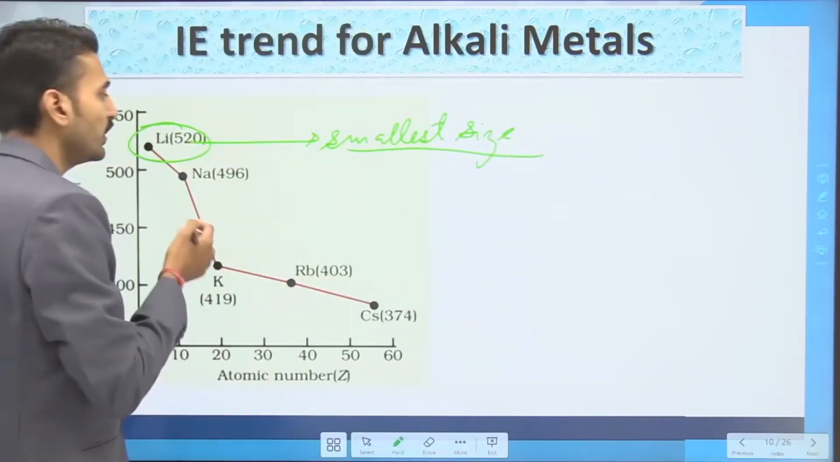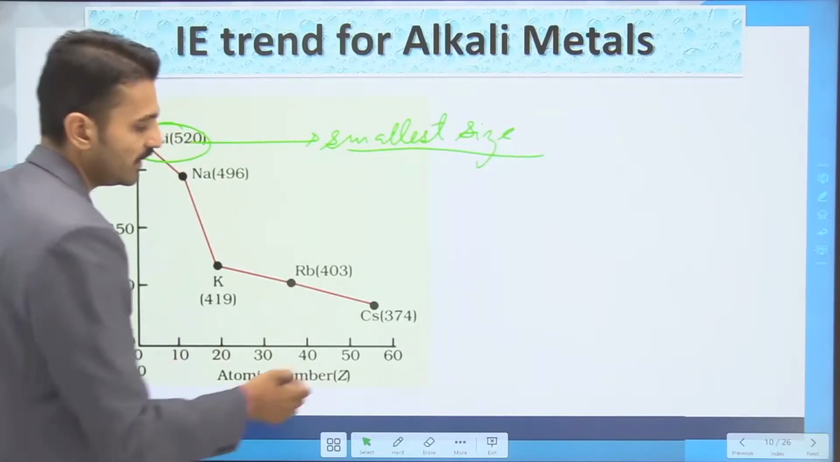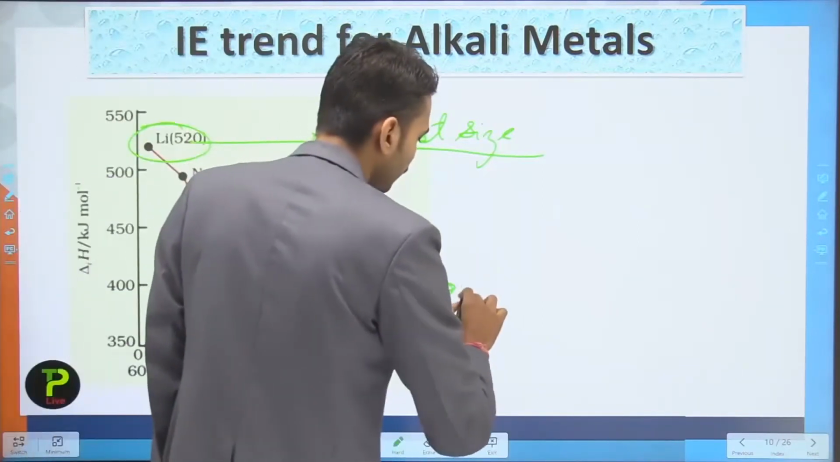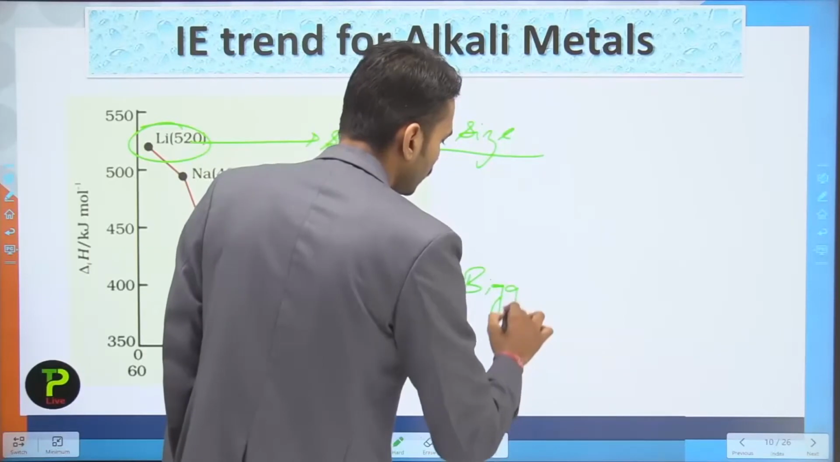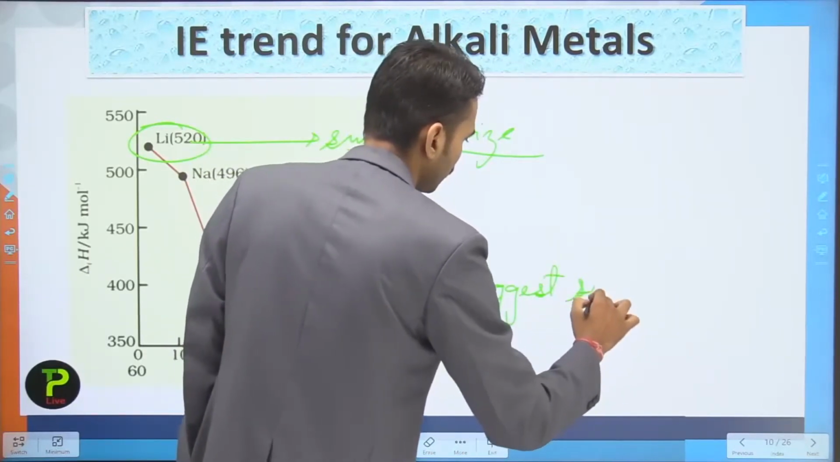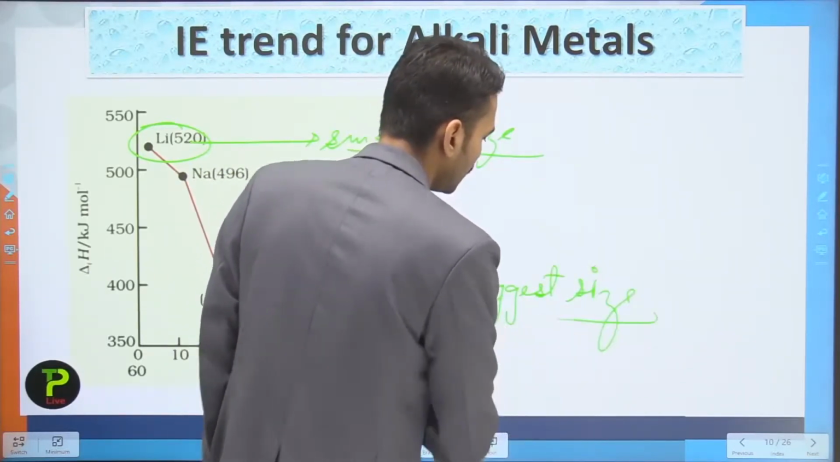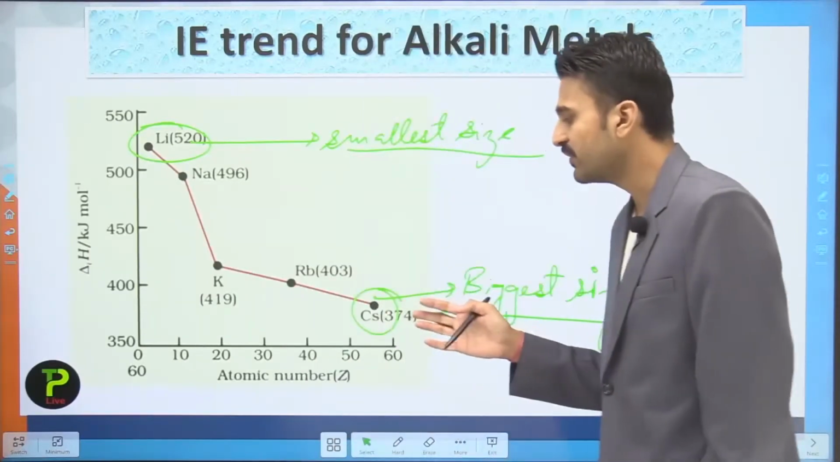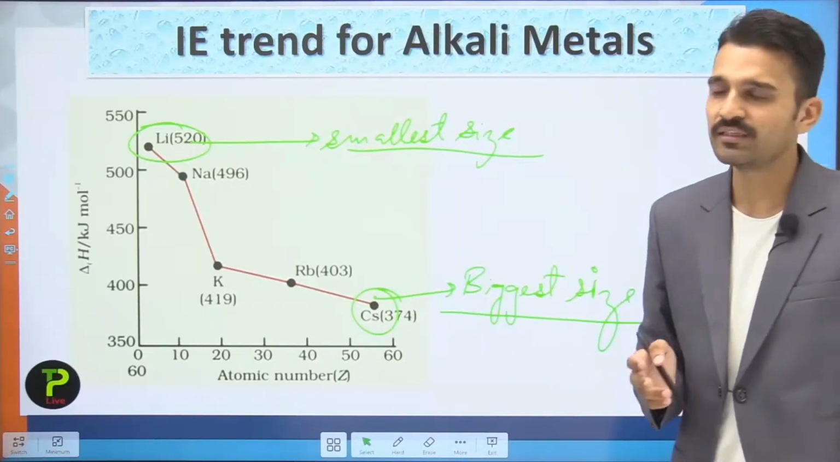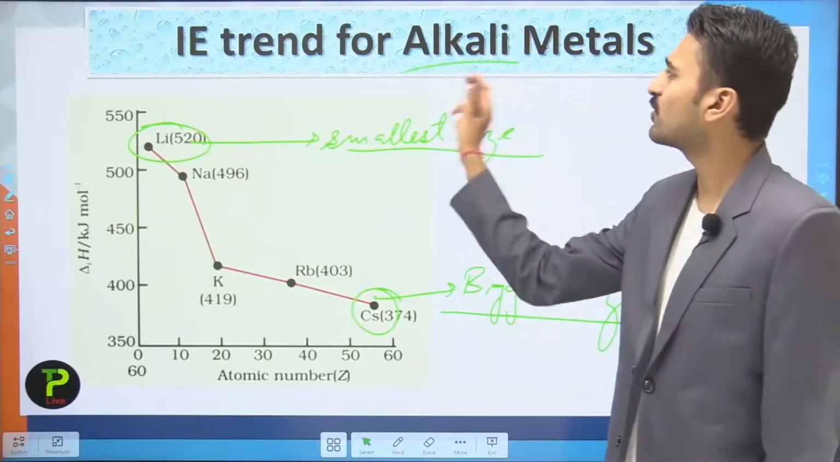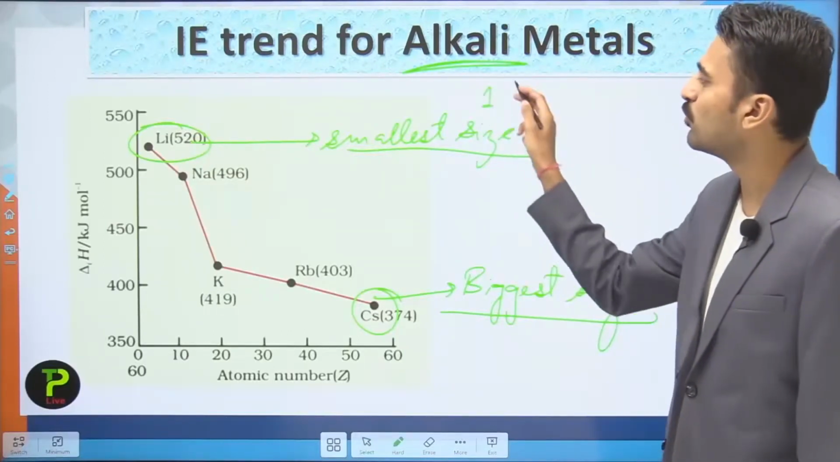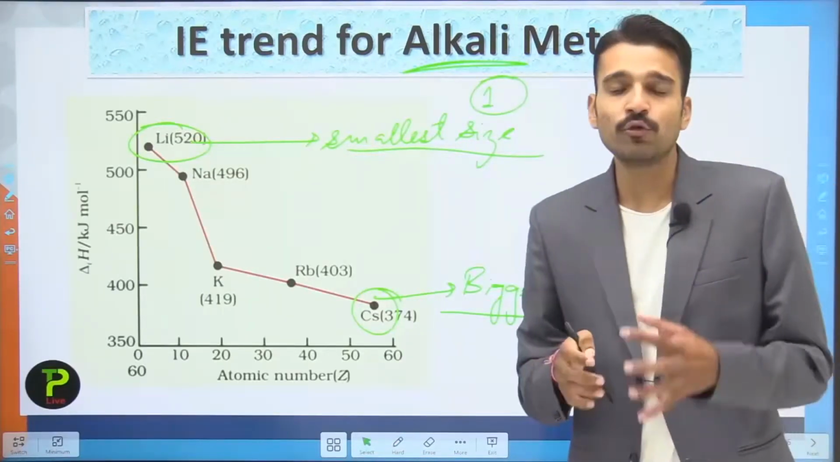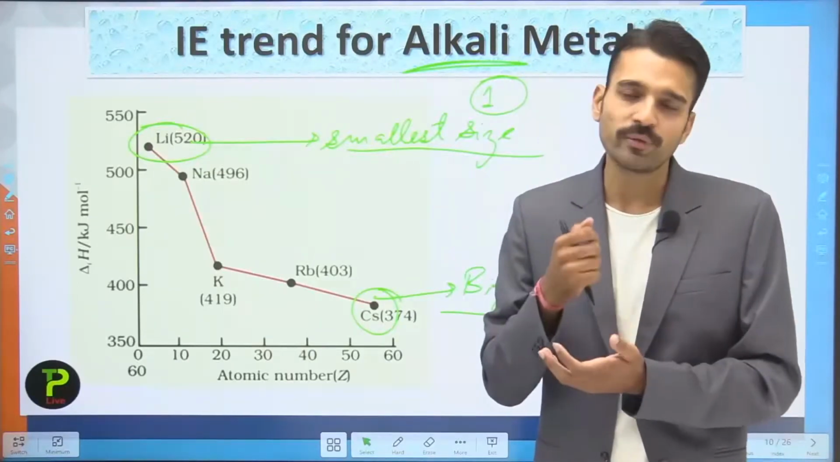It is having a large amount of ionization energy. And the cesium, which has the biggest size, has the least amount of ionization energy. You know that the alkali metals only have one electron in the outermost shell, so it is very keen to remove that particular electron in order to become stable.